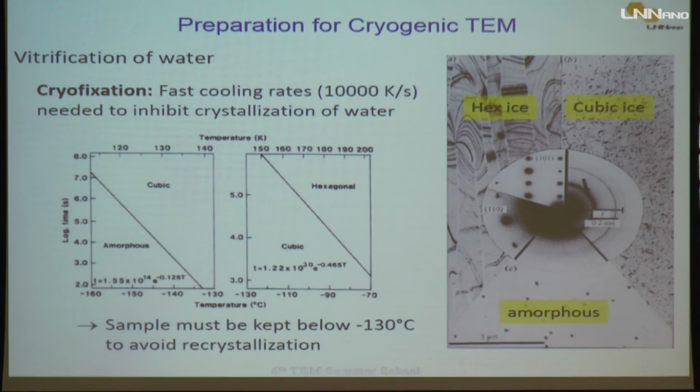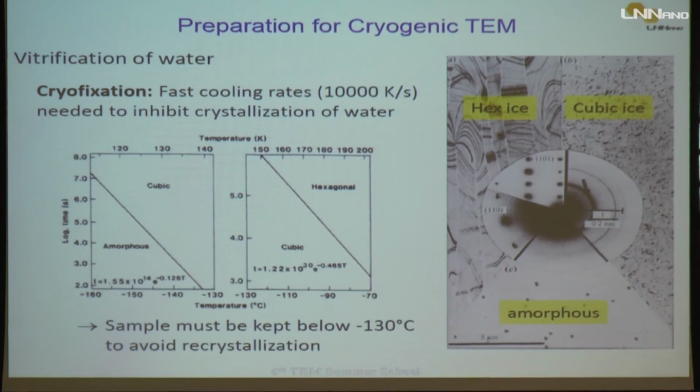You need to make it very fast. Here, 10,000 Kelvin per second is the rate at which you need to cool your sample to make the water not crystallize. This is very important. And then you can work with amorphous water, and then you have exactly what was happening. You preserve the native state of your suspension. This is the idea, okay?